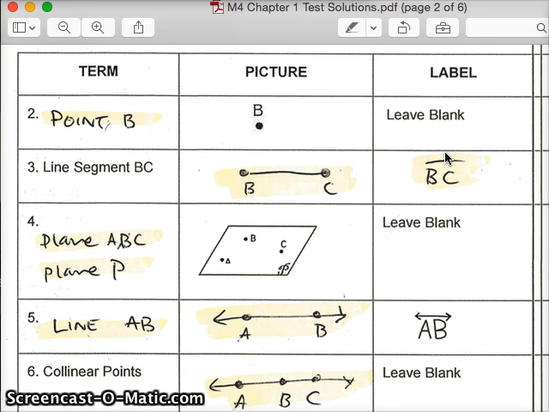So we talked about how you have a point here. This is called point B. Number 3 is called the line segment. You should have 2 endpoints here. There are no arrows. And notice that was a common mistake on your labeling, that there are no arrows at the end.